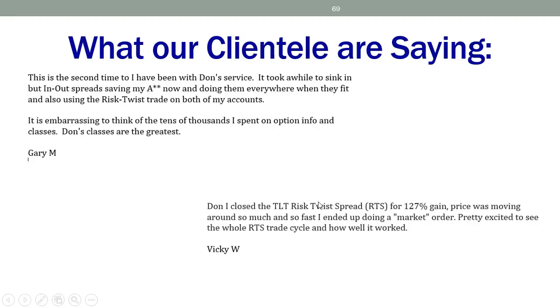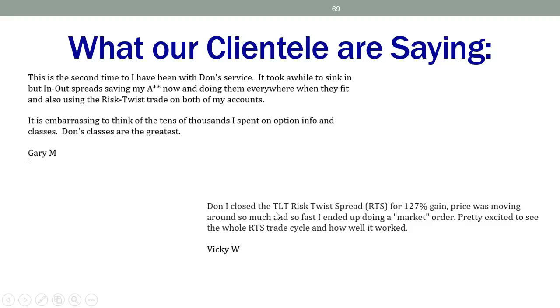What our clientele are saying. This is the second time I've been with Don's service. It took a while to sink in, but in-out spreads are saving my beep right now and doing them everywhere when they fit. Okay. Also using the risk twist. By the way, the risk twist is another term from infinity spread trade on both of my accounts. It is embarrassing to think the tens of thousands I spent on option info and classes. Don's classes are the greatest. It's from Gary M. Here's another one.